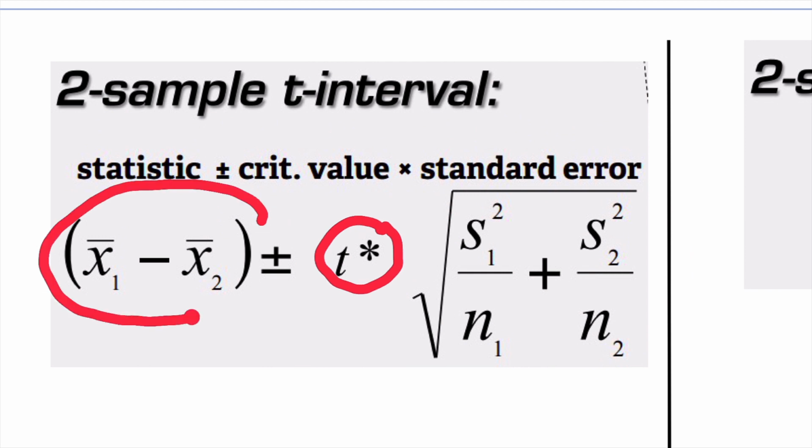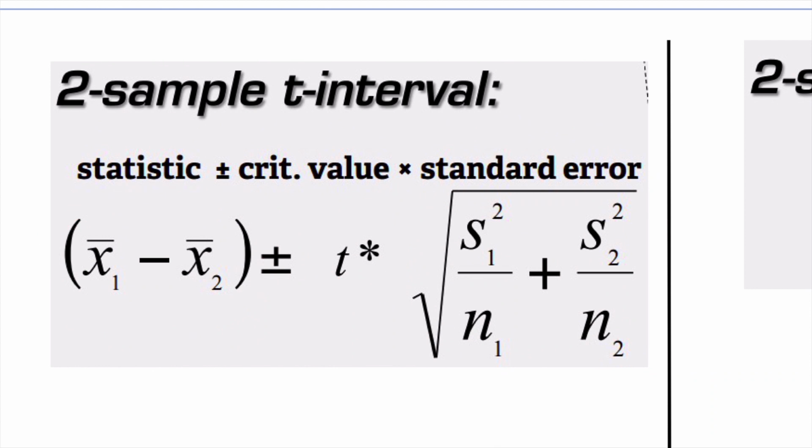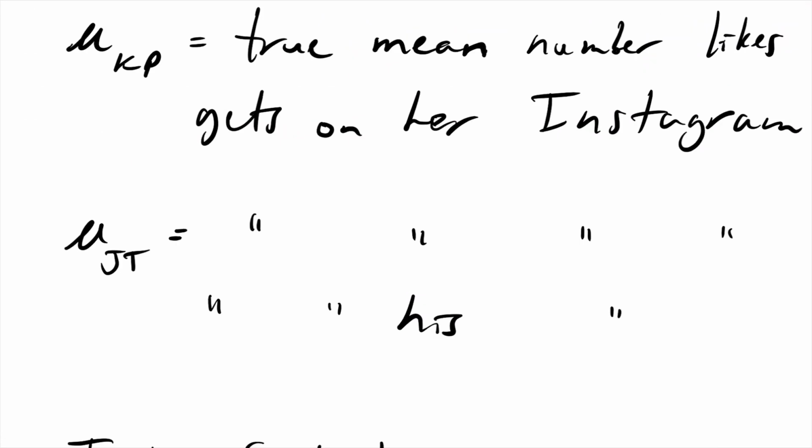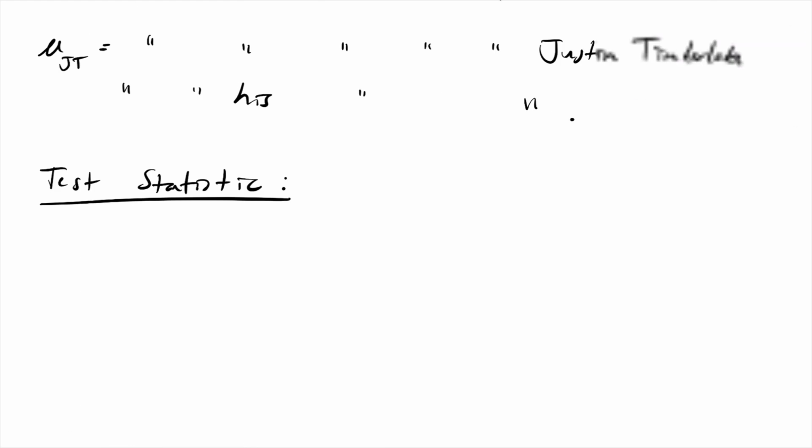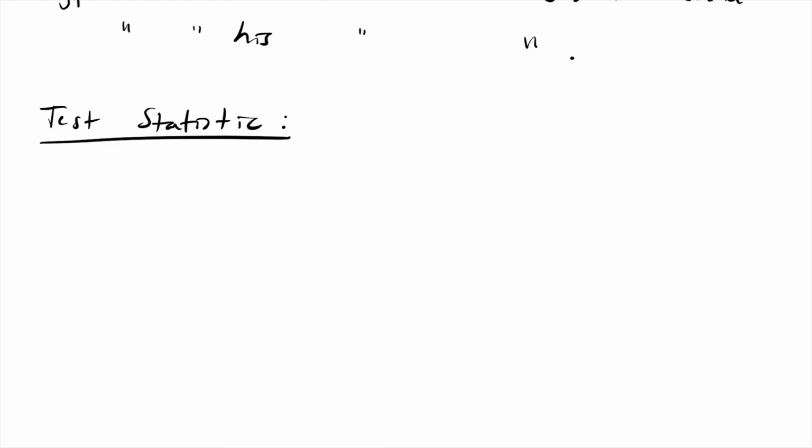We have to figure out x-bar 1 minus x-bar 2, or JT and KP. It doesn't matter who you put first and who you put second. Just stay consistent. If I put x-bar Katy Perry minus x-bar Justin Timberlake, I have to stay consistent the whole way through. If you switch them, that's fine too. Plus or minus T critical.